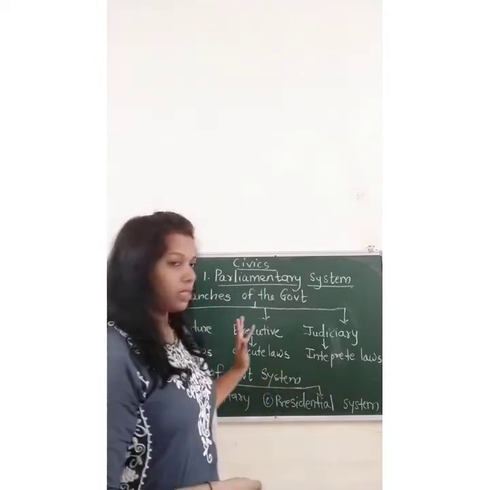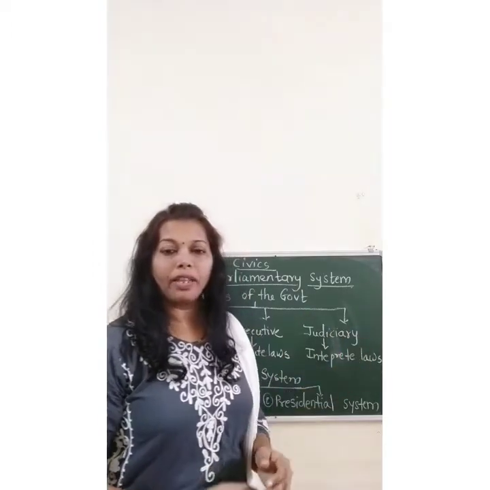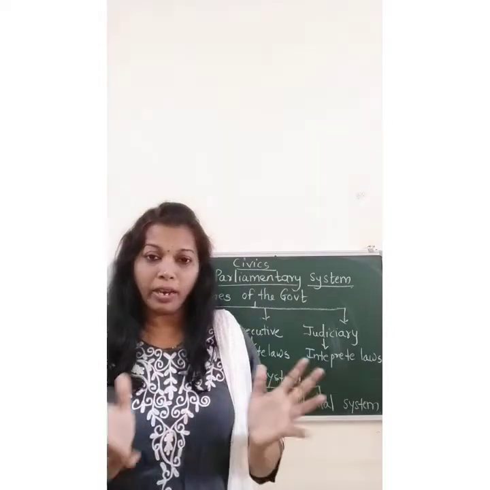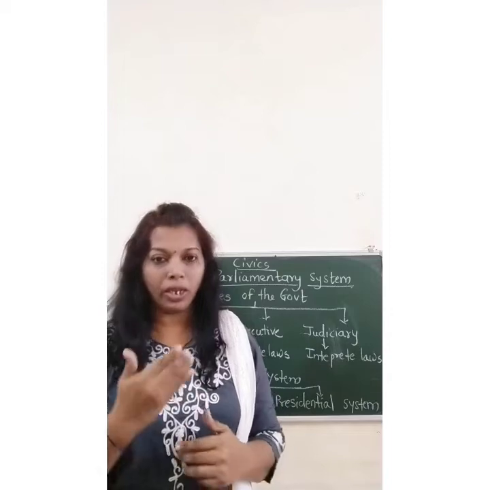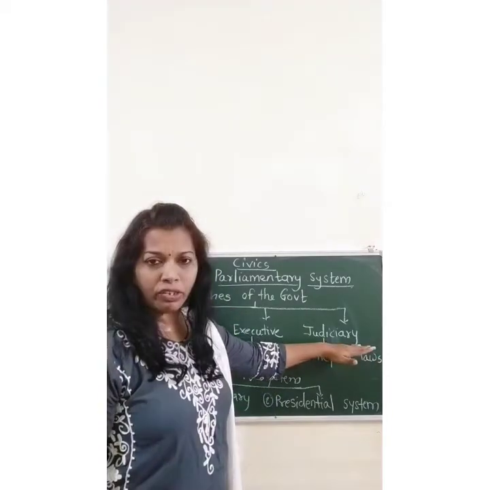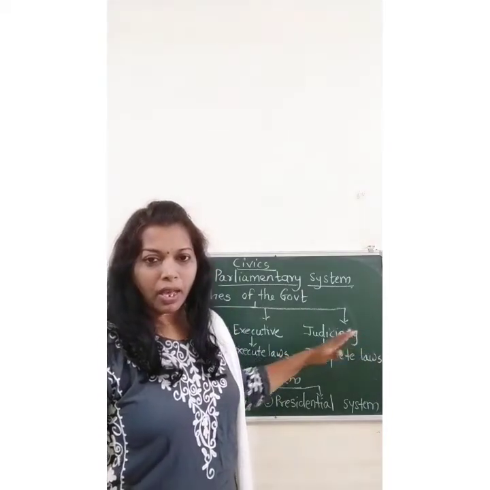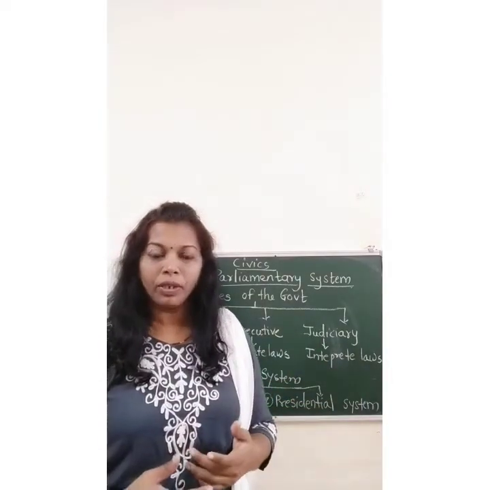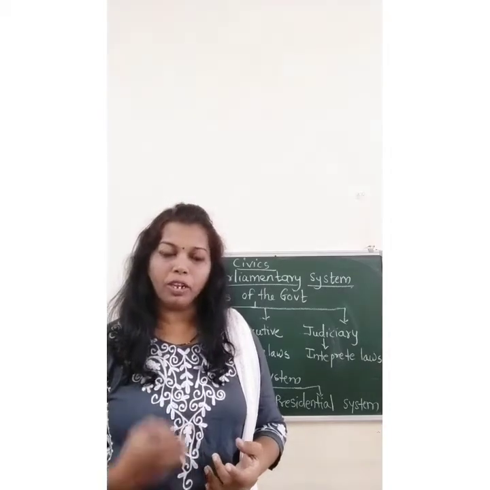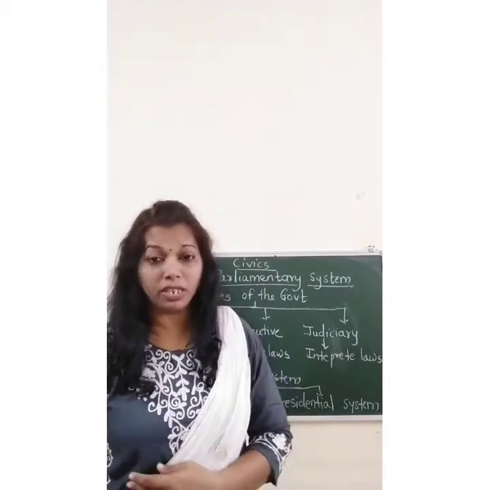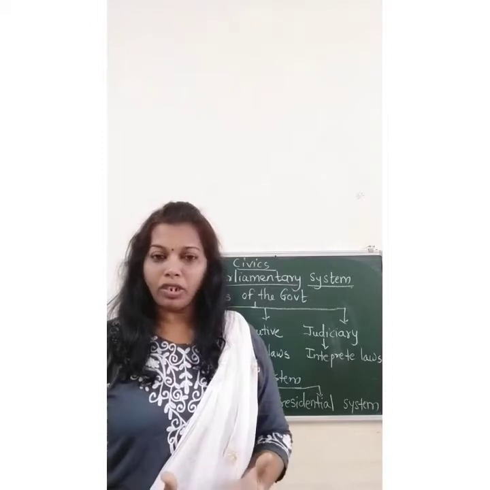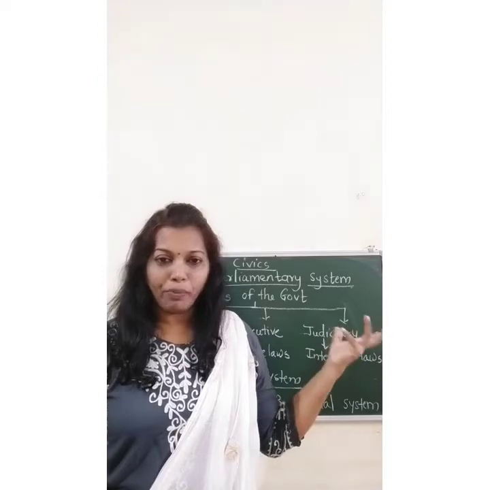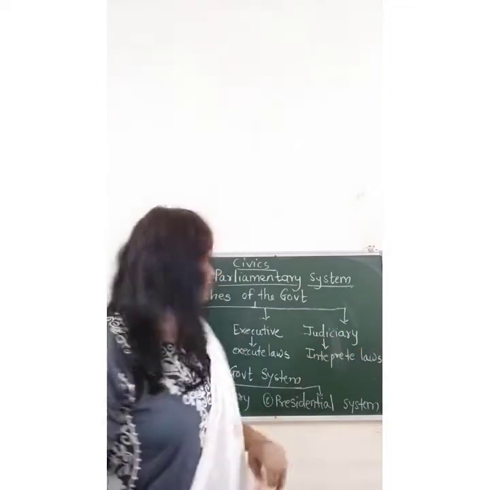All these three organs depend on each other. Basically, the legislature and the executive work together, and they have to depend on each other. The judiciary, however, is totally independent. It cannot be in favor of either the legislature or the executive. Whatever law it makes, or whatever decision it takes, it has to take independently. That means it cannot take anybody's preference when making any decision.